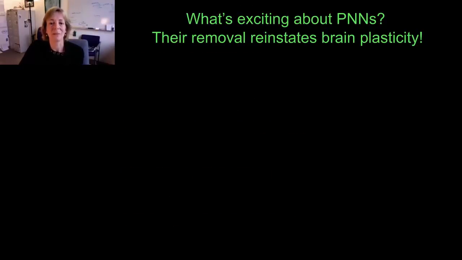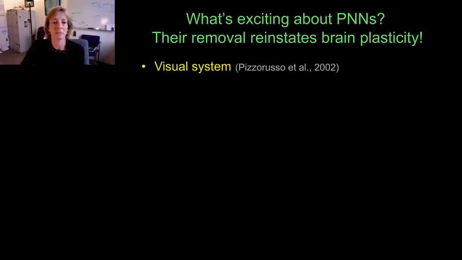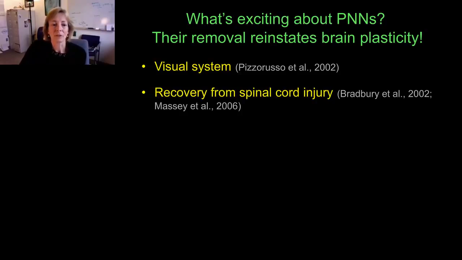So what's exciting about perineuronal nets? Well, one of the things that's been found through the years is that if you remove these nets, you can reinstate brain plasticity, and more importantly, you can reinstate juvenile-like states of brain plasticity. This has been shown in the visual system. I already mentioned this with ocular dominance plasticity: if those nets are removed in adulthood, you can reinstate that window, that critical period. They're also important in recovery from spinal cord injury. Removal of nets can promote recovery from spinal cord injury.